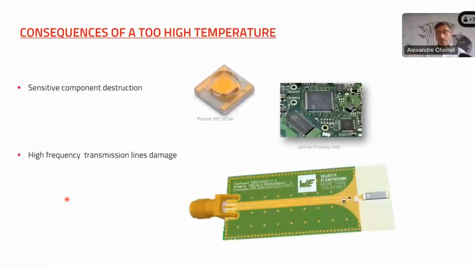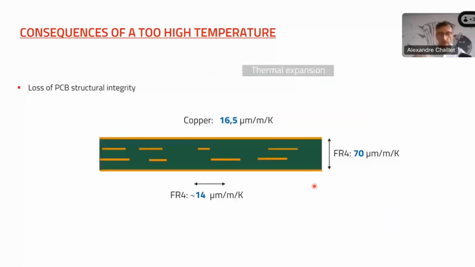And this is even more true for sensitive components like LEDs, or ICs, especially ICs that heat a lot. This would be really a problem for high frequency traces, because we will not go into detail, but these must have precise dimensions. If you change the dimension a little bit, you will have an impedance mismatch that will create trouble in your signal integrity.